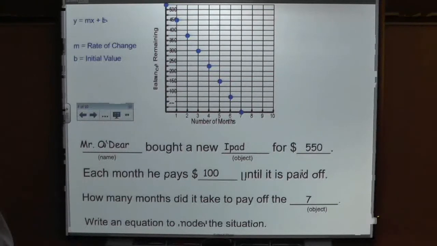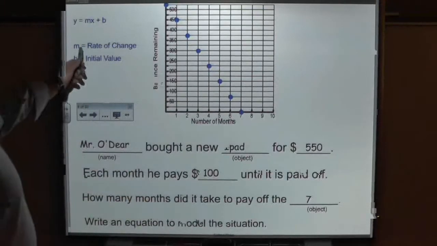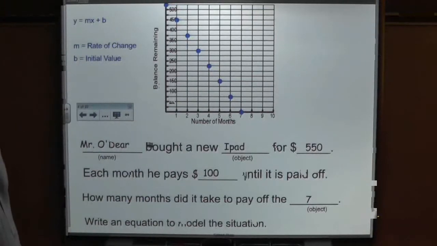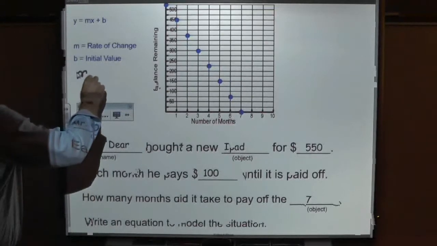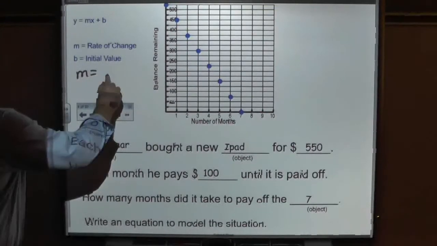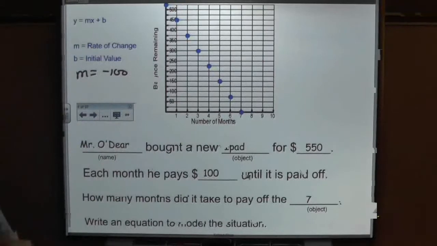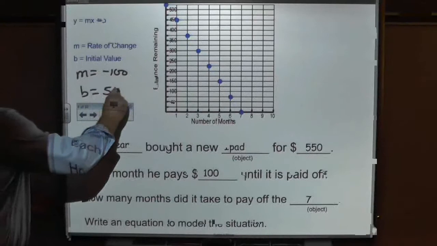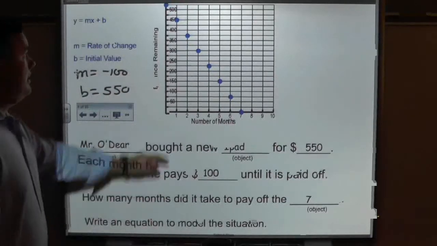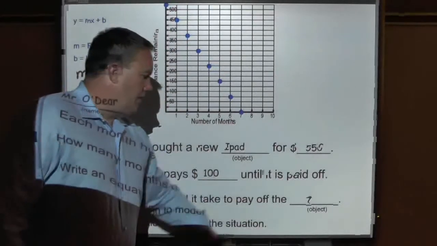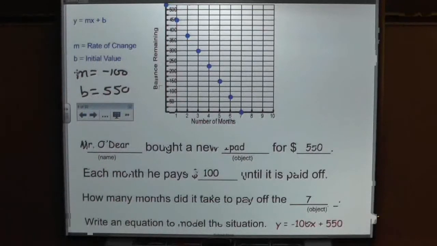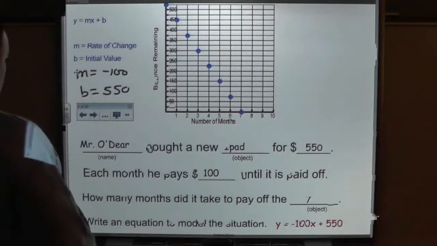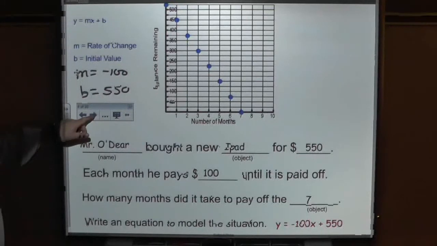Now, if we want to write an equation for this, you need to be able to figure out m and b. Well, m in this case is the rate of change. It decreased by 100. The initial value is where it started. Well, it started at 550. You can see that just by looking up here. So the equation ends up being y equals negative 100x plus 550. It's negative 100 because we are decreasing. We're going down. All right. Next one.